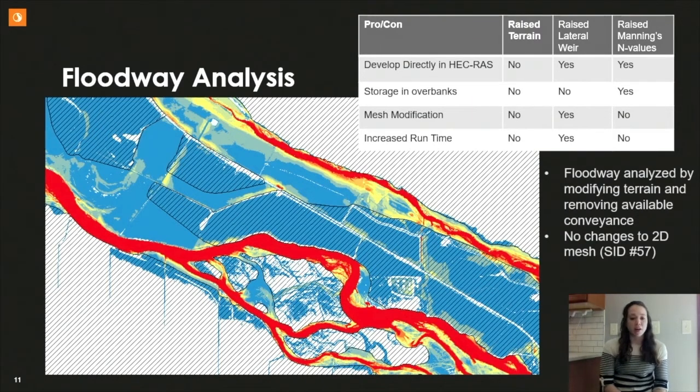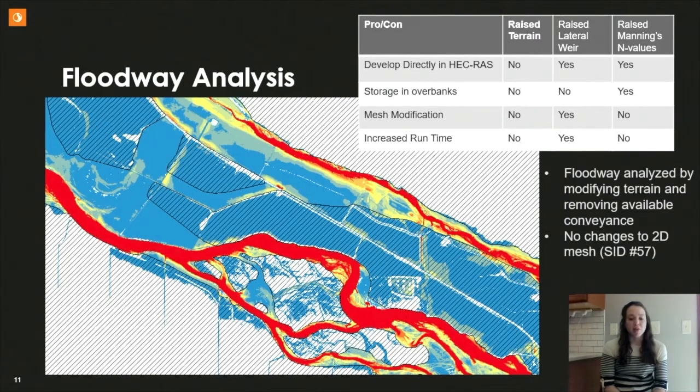The raised terrain method was used in this analysis because it did not require a modification to the geometry. A drawback of this method is that the terrain needed to be modified outside of HEC-RAS. However, HEC-RAS 6.0 has the ability to do this terrain modification in RASMapper.